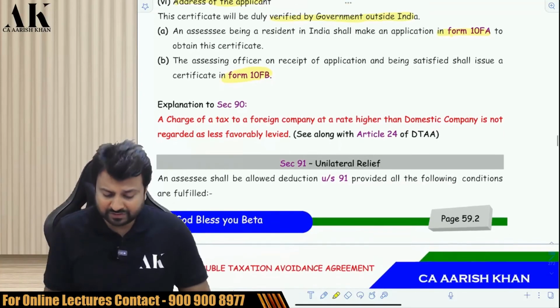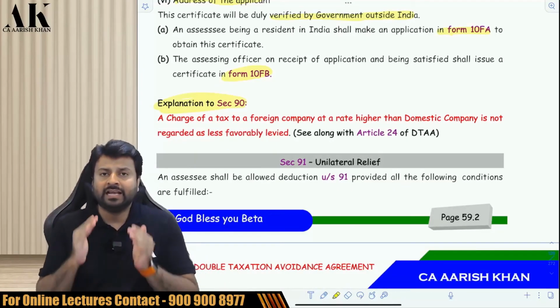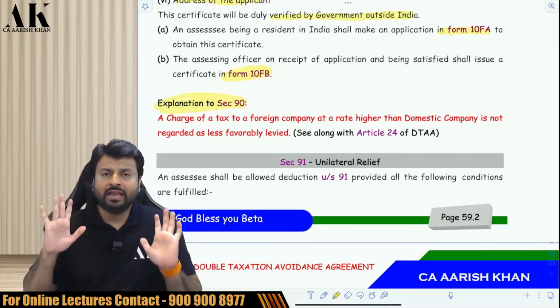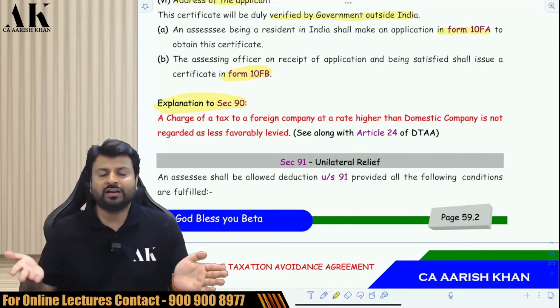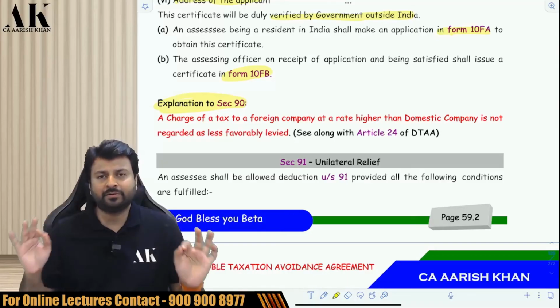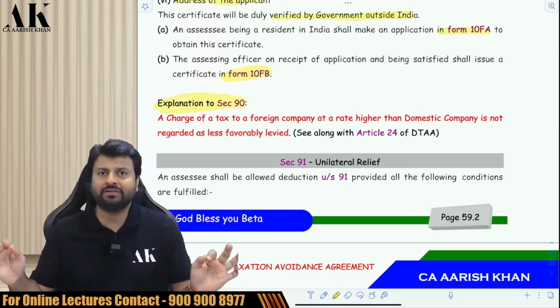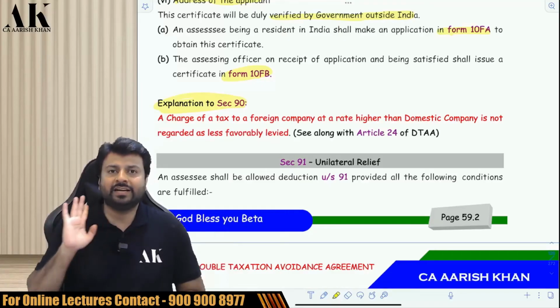Okay. Now the next provision is extremely important. One of the important criteria of DTAA is that you should not discriminate against anyone. Everybody should be treated properly in the same manner. That is, resident and non-resident should be treated properly. But the government of India says that we will treat non-residents and foreign companies at par with the residents and domestic companies, but at one place we are not going to treat them at par, and that is the tax rate of the foreign company.